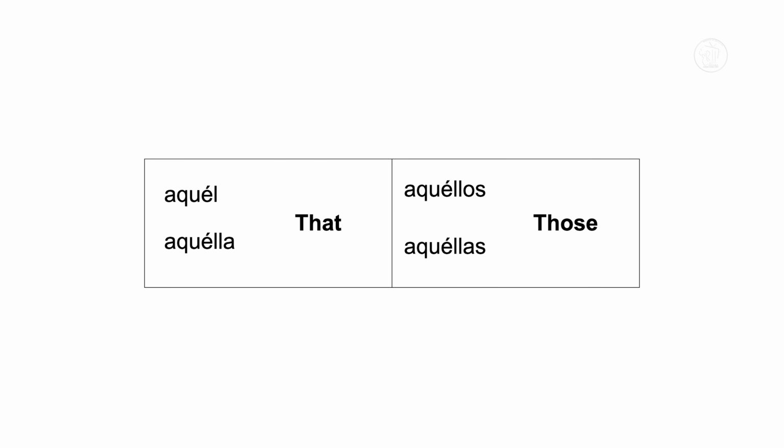And the plural is aquellos and aquellas, which means those. Aquellos and aquellas means those. Remember, you use it when they're far away. Let's focus on how to use each of them.